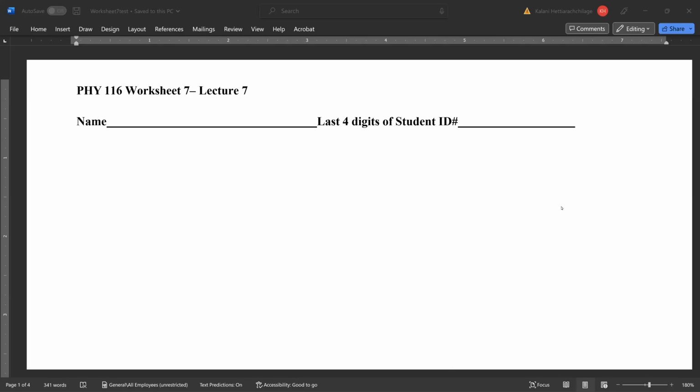Okay, so let's move into worksheet number 7 from lecture number 7. In lecture number 7, we mainly talk about the conservation of momentum and the impulse. Those are the things that we discuss, right? So it's very important. For the other conservation, we discussed energy conservation in lecture number 6. And here we are talking about momentum conservation.